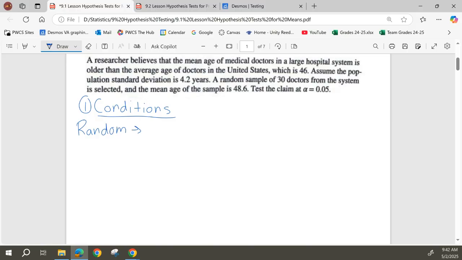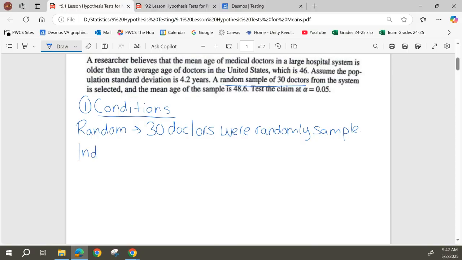So here we have a sample of doctors. And there are 30 of them. So I would say something like the 30 doctors were randomly sampled. The reason we want to sample randomly is so that we can try to eliminate any bias in our sample.